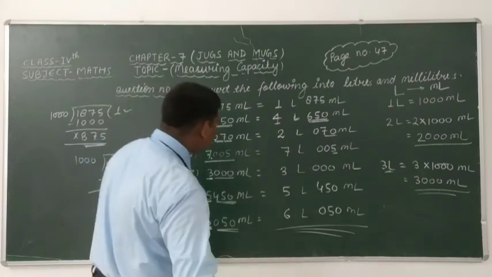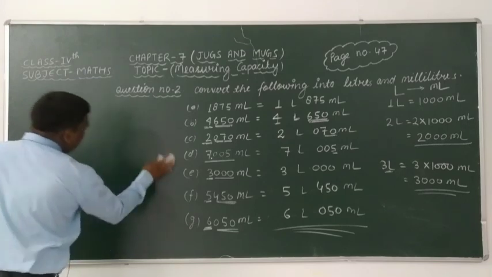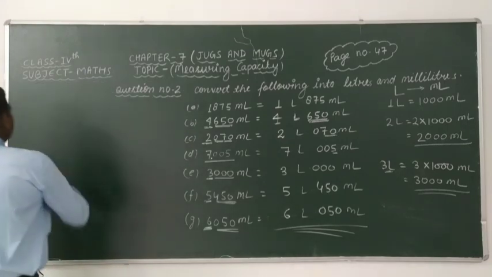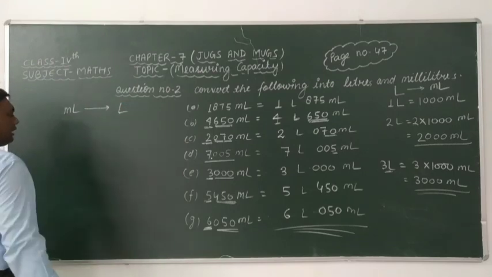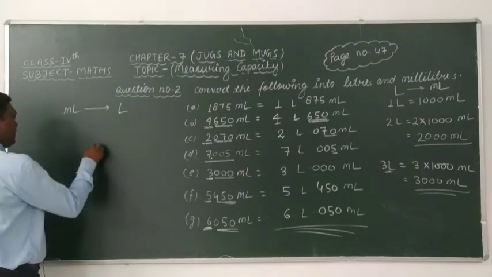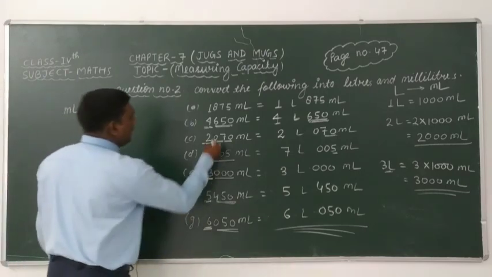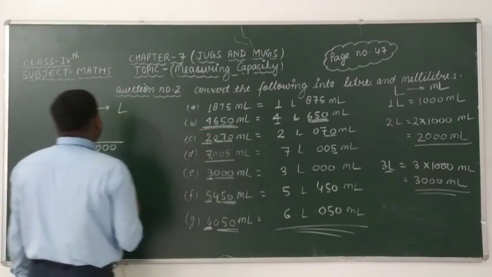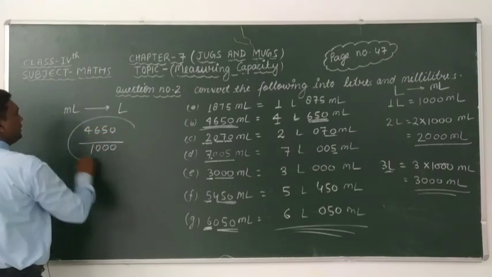I repeat again this method. If we have to convert milliliter into liter, then we have to divide the given number of milliliter by 1000. Okay, students? Understand?